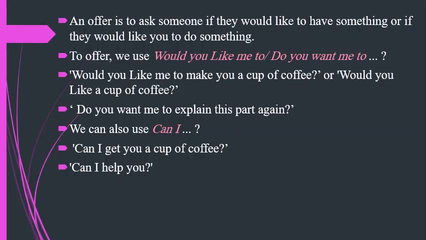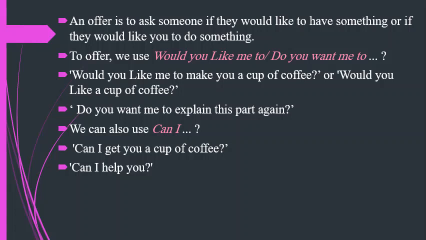In the first one, you're asking them if they can do something for you. In the second one, you're asking for the thing immediately, okay? Do you want me to explain this part again? This is very clear, right?